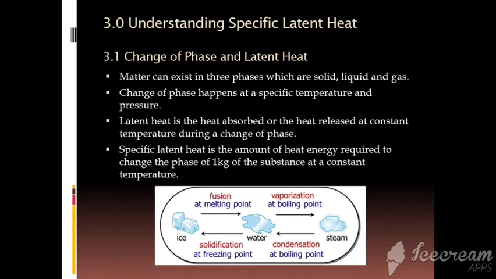Firstly, change of phase and latent heat. Matter can exist in three phases, which are solid, liquid, and gas. Change of phase happens at a specific temperature and pressure. Latent heat is the heat absorbed or the heat released at constant temperature during a change of phase. Specific latent heat is the amount of heat energy required to change the phase of 1 kilogram of the substance at a constant temperature.